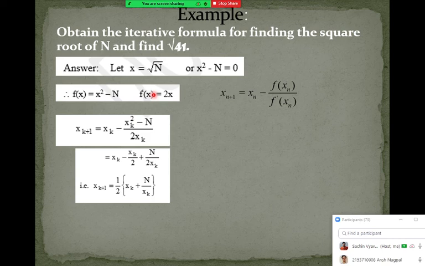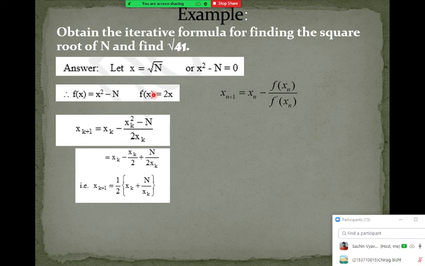So 7. Okay, 7 is the answer. Good. Both ways it is correct. So right now you already know 6.40 is the answer, which you checked on the calculator. So you can take x0 equal to 7. That is the best choice. Or you can take x0 equal to 6 also.